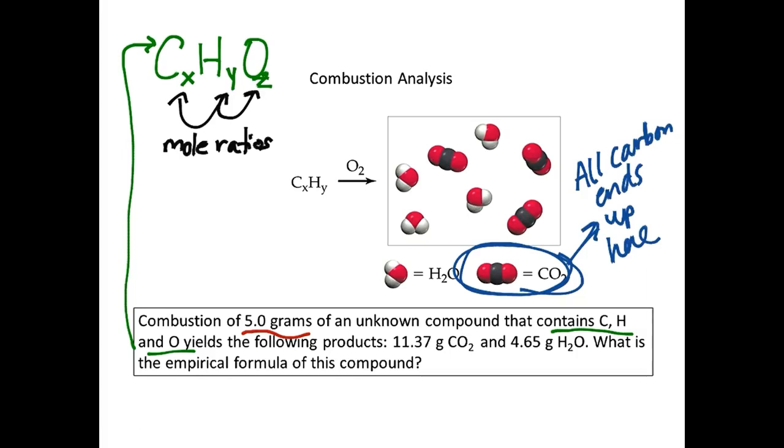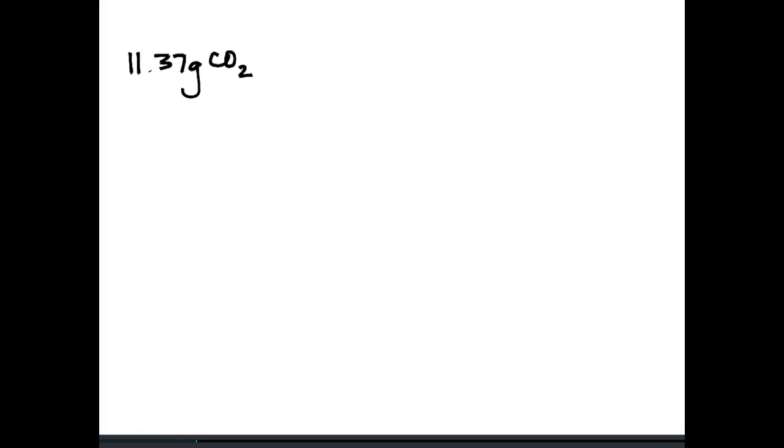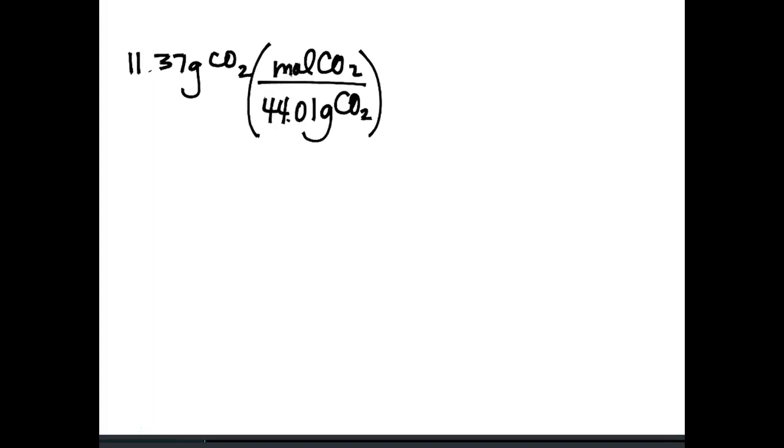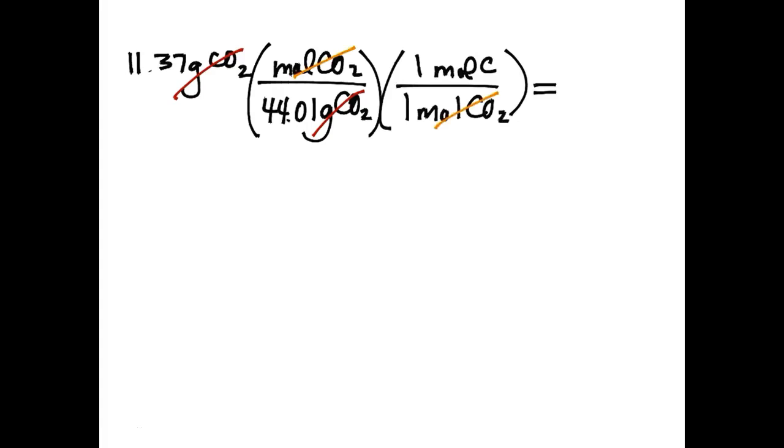But remember, it's mole ratios that we need. It's not grams. And so we have to convert this 11.37 grams of carbon dioxide into moles of carbon eventually. So we start by converting to moles of CO2. Remember, you can't convert grams of a compound into moles of anything other than that compound. So we're going to start by converting the mass of carbon dioxide that forms into the moles of carbon dioxide that represents. But we need moles of carbon in the end. And so 1 mole of CO2 contains 1 mole of carbon.